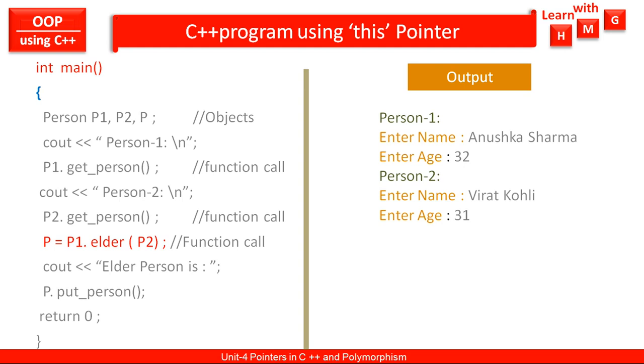And now which person is elder out of these two? If you look at this data, the age of Anushka Sharma is greater than the age of Virat Kohli. So Anushka Sharma is the elder person. The elder person is Anushka Sharma and her age is 32. So the output is displayed like this. In this way the program gives the correct output, that the person whose age is greater is displayed as the elder person, and this program is implemented using the this pointer.